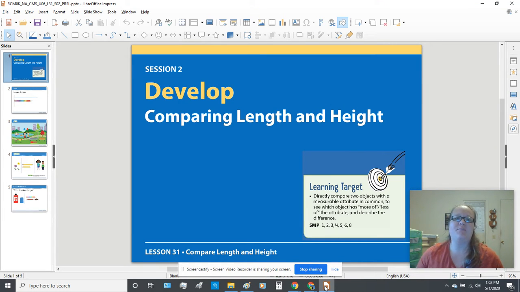Today we're going to develop comparing length and height. When we talk about length, we use the terms longer or shorter. And when we talk about height, we talk about taller or shorter. So we're going to start out with a couple of warm-ups today.